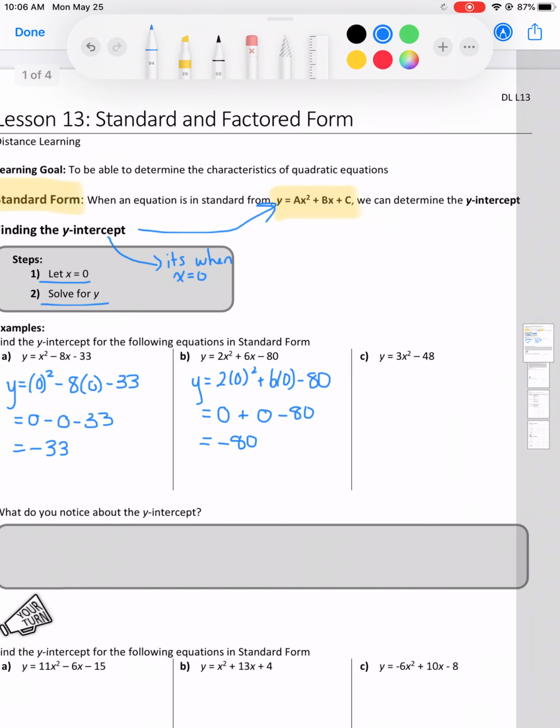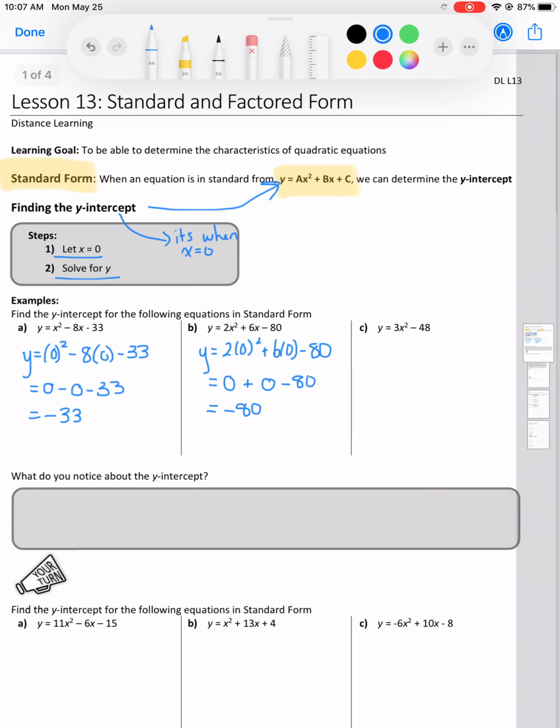So if I were to say, find the y-intercept for y is equal to 3x squared minus 48, hopefully you would say my y-intercept is negative 48. I didn't even plug zeros in this time. So what do you notice about the y-intercept? Well, it's whatever my c value is.